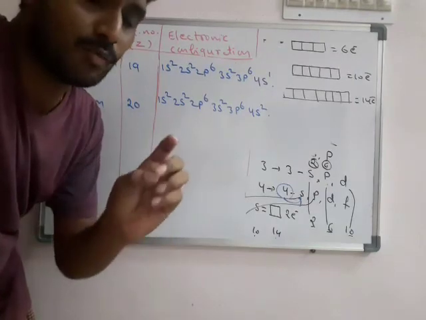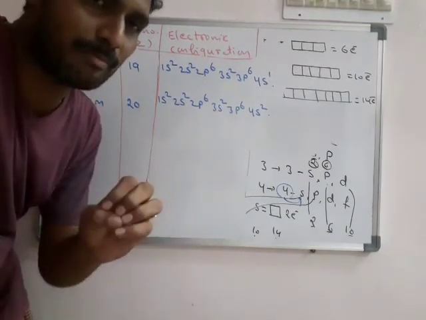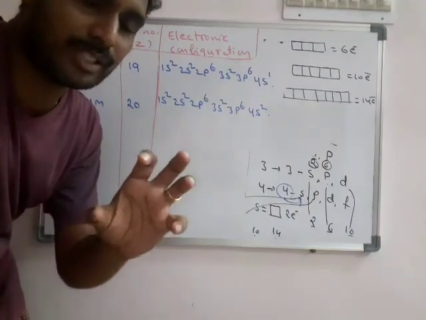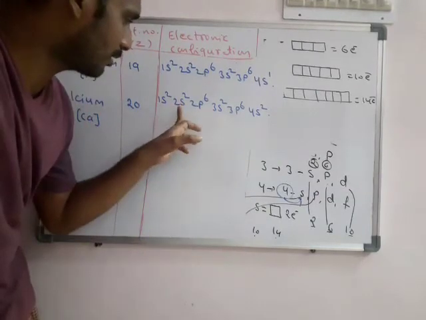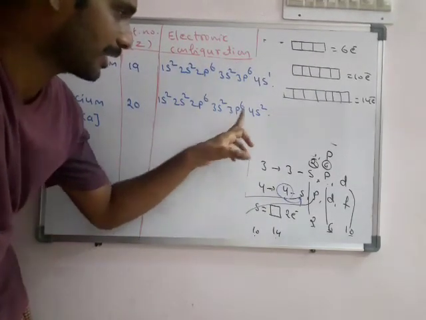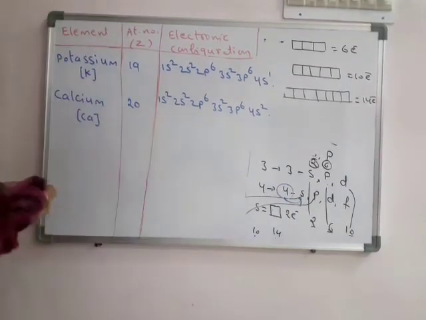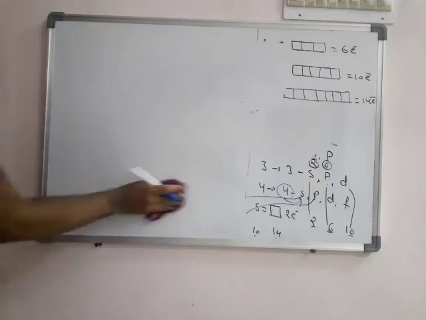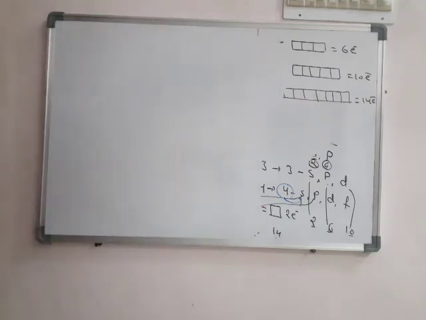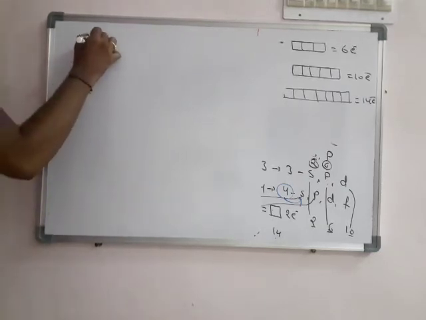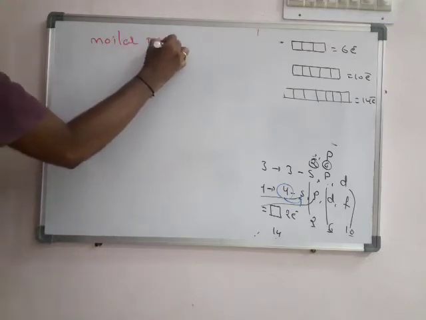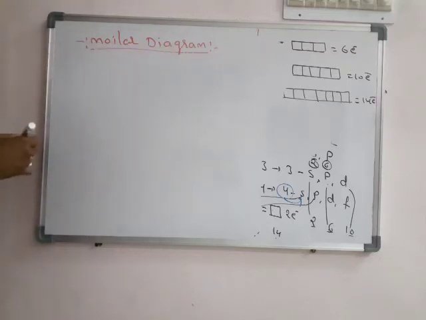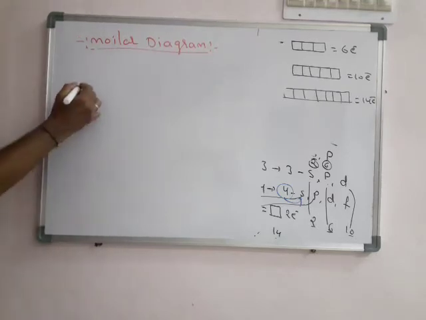To avoid this confusion, one scientist gave a simple technique to remember the order of these subshells, with the help of a simple diagram. Based on it, we know which subshell fills after which subshell. That is known as the Miller diagram. Now we see the Miller diagram, and how to use the order.